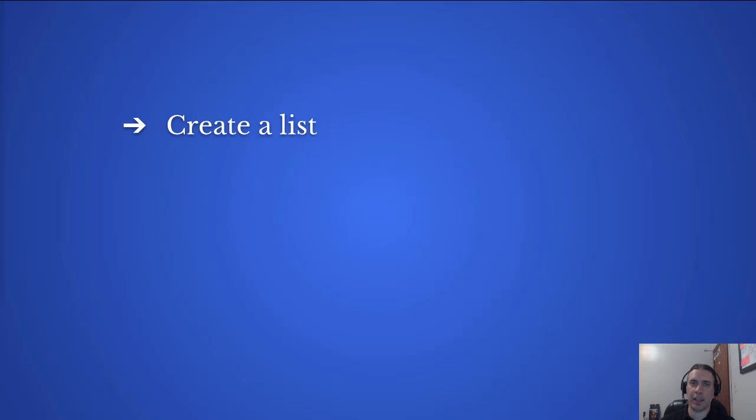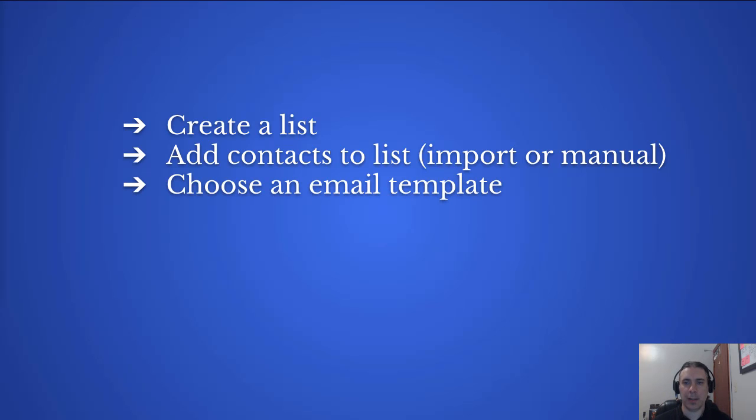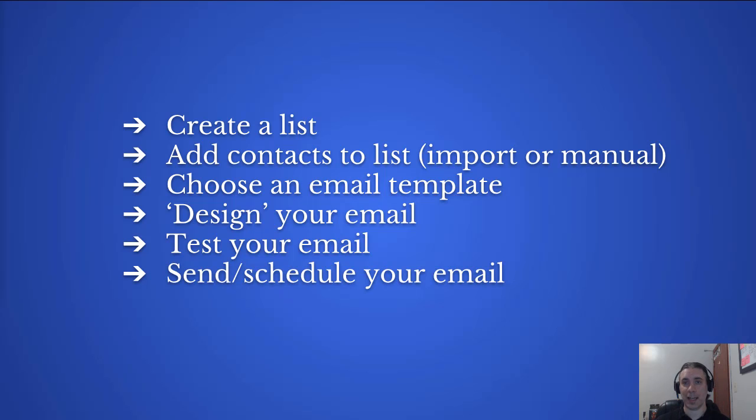So the steps to sending an email from ActiveCampaign are that you have to create a list, you have to add contacts to the list, you need to choose an email template. You need to design your email, which basically just means how you're going to structure your text blocks and image blocks and that type of thing. You need to test your email just to make sure links work and that it looks okay on your phone as well as on desktop. And then in the end, you need to either send your email immediately or you need to schedule it. So I'm going to demonstrate how you would go about doing this inside of ActiveCampaign.